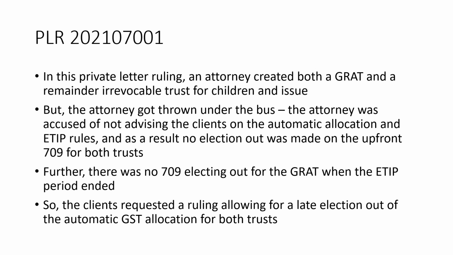So as a result, there was no election out made on the upfront 709 for both trusts. And further, when the GRAT terminated, there was no 709 that elected out of automatic allocation then at the close of that ETIP period. So what the clients did is they requested a ruling to get a late election out of the automatic GST allocation.